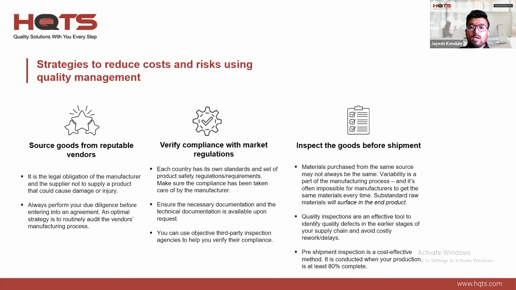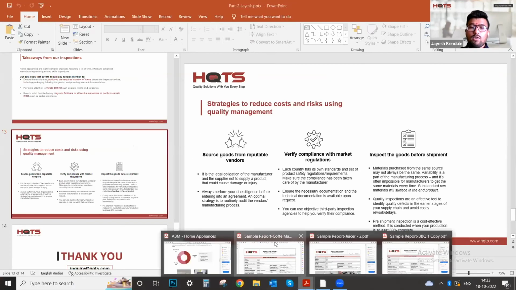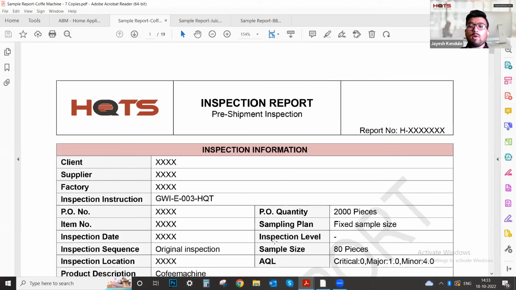Based on the strategies which we have mentioned, let's have a quick glimpse of the sample reports which our inspectors have made for different kitchen appliance and home appliance products, to show what our actual report looks like and what the inspector actually looks for.